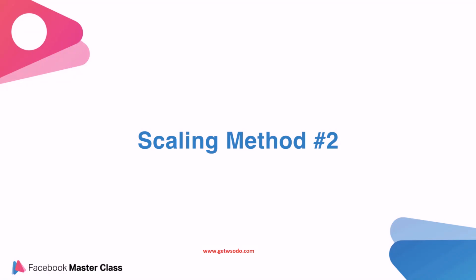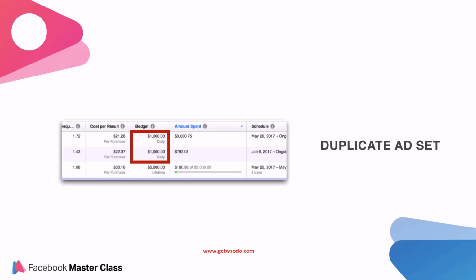Here's scaling technique number 2. Essentially, you're taking your winning ad set and you duplicate it. So you're not modifying the budget of your winning ad set. Keep it the way it is. Duplicate your ad set and adjust the budget.